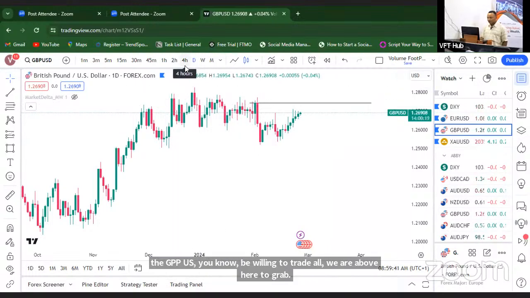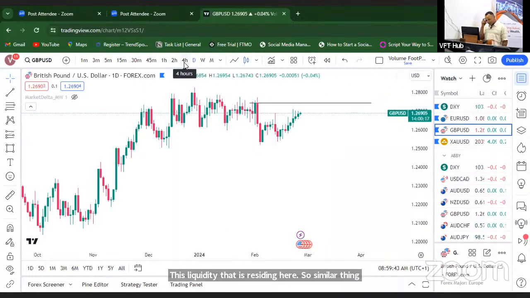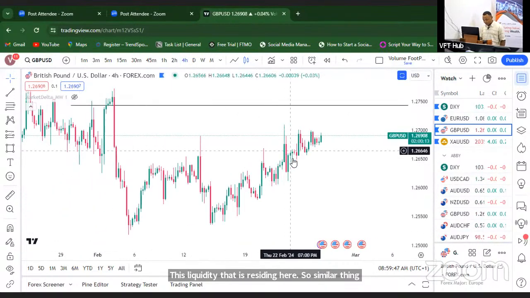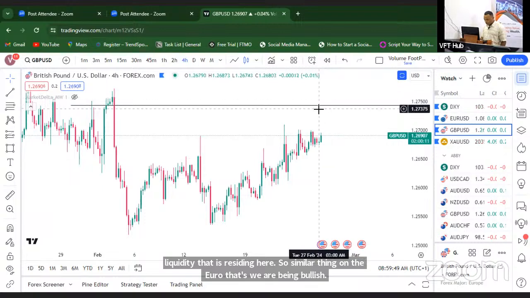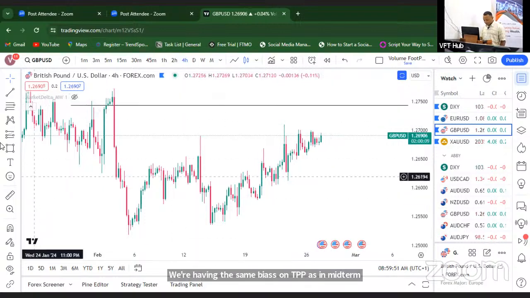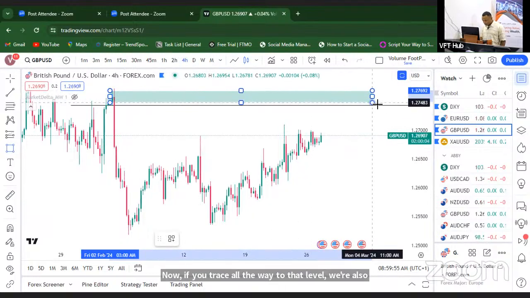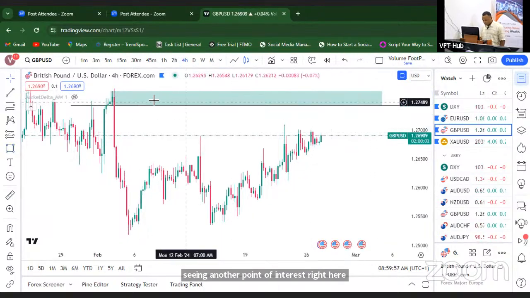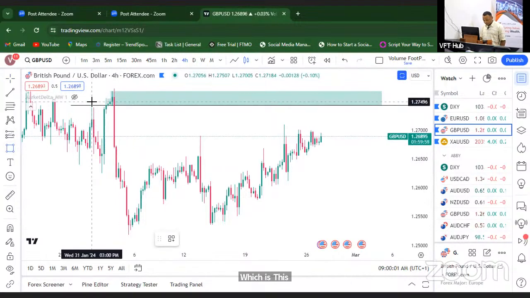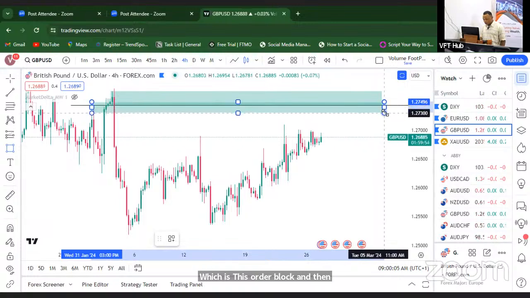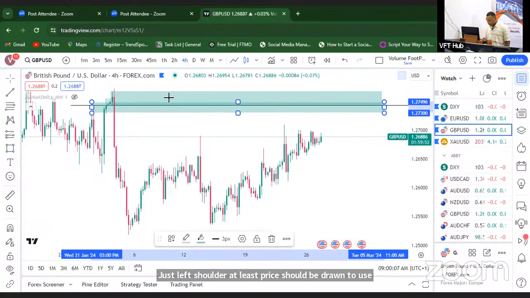So similar thing on the euro, that we are being bullish. We are having the same bias on GBP USD, midterm bullishness for GBP USD to trade all the way to that level. Now, if it trades all the way to that level, we're also seeing another point of interest right here, which is this other block, and then this left shoulder. At least price should be drawn to those liquidity points, and we expect some reaction to happen once that has taken place.